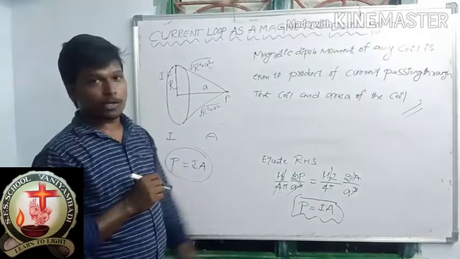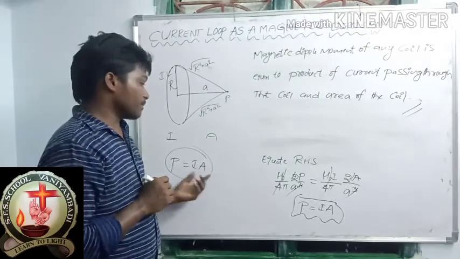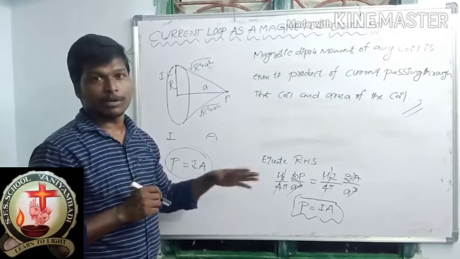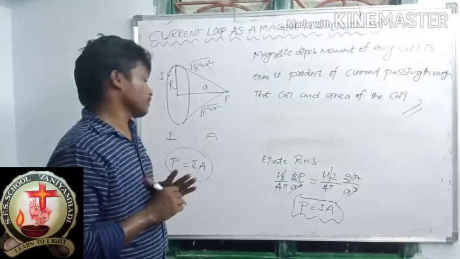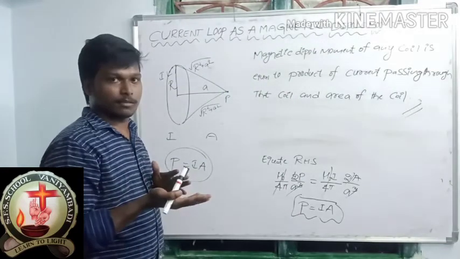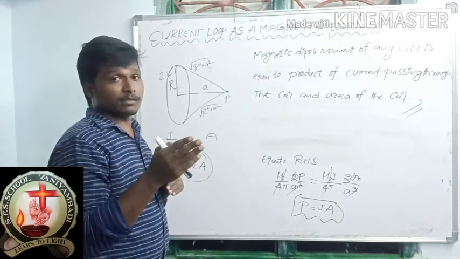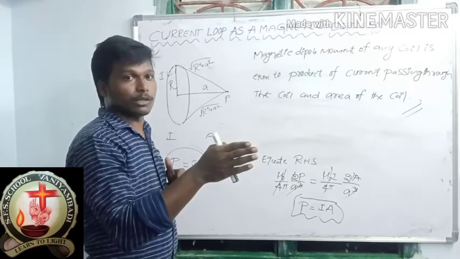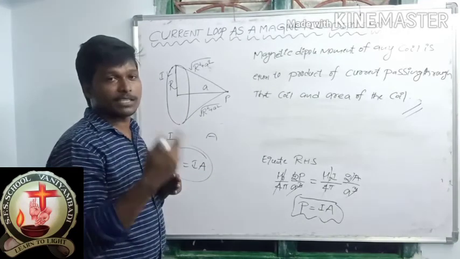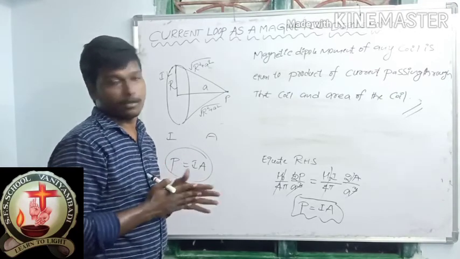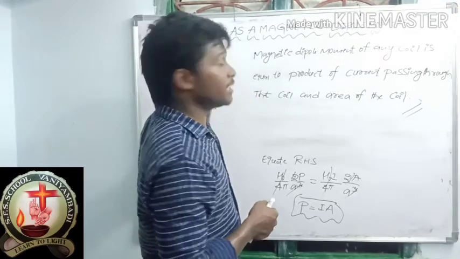You don't need to remember all this. You can remember the final expression: P is equal to I into A. Product of current into area is nothing but the dipole moment of any circular coil. Usually I will ask, what is the dipole moment of a circular coil when current I is flowing through the coil and area is capital A? You will say I into A. That's it. So this is the explanation of this small concept.